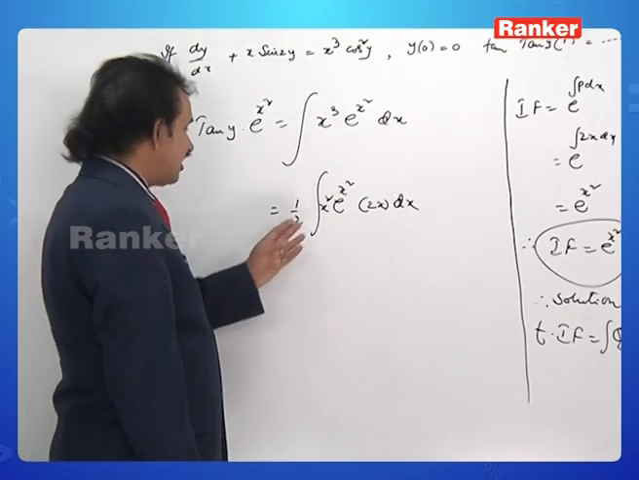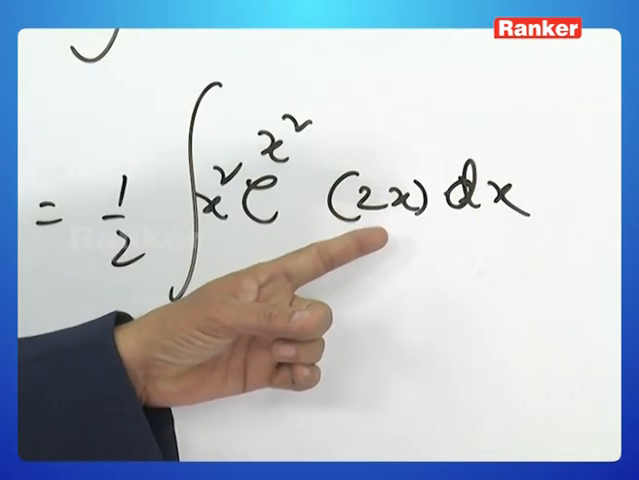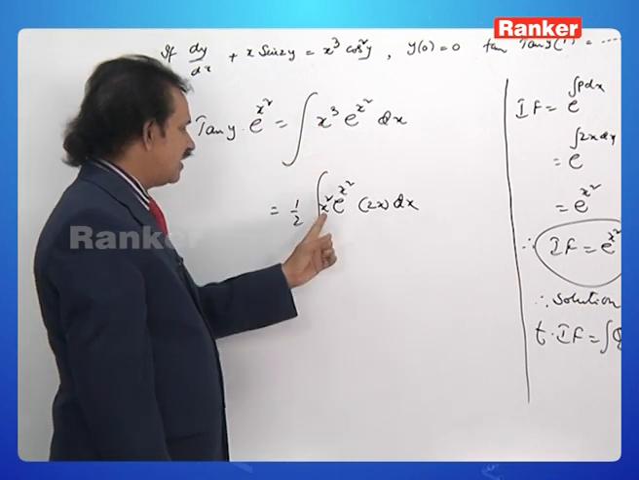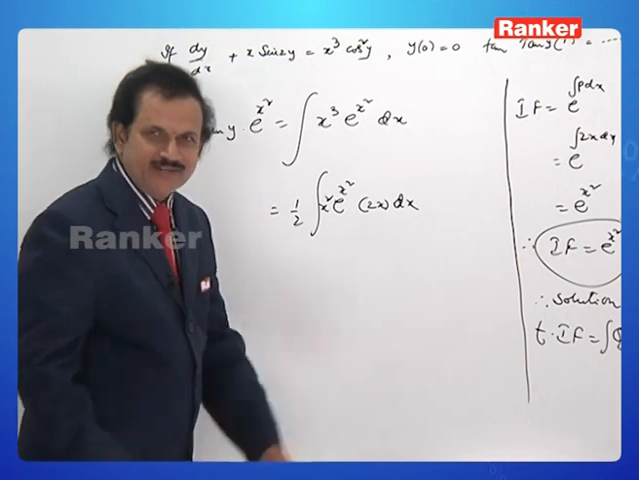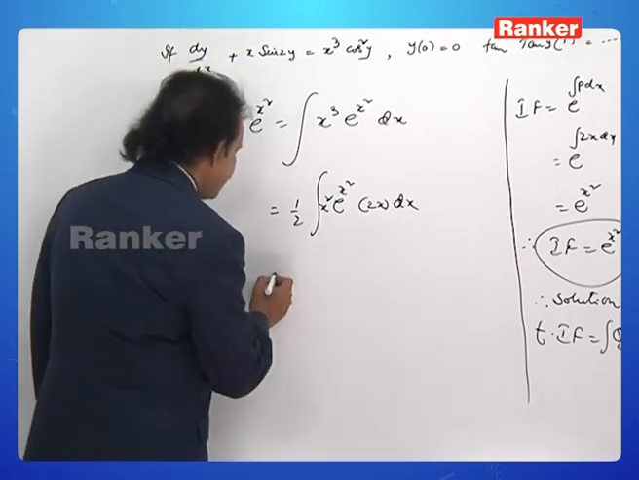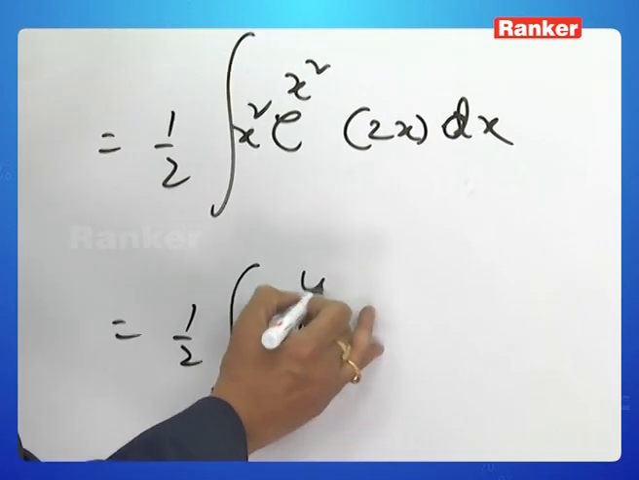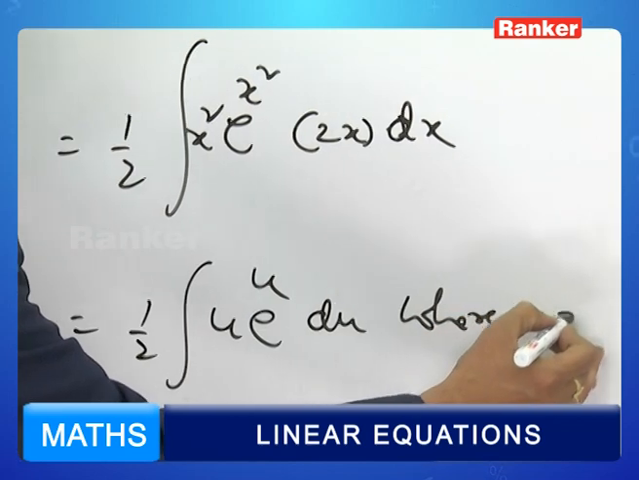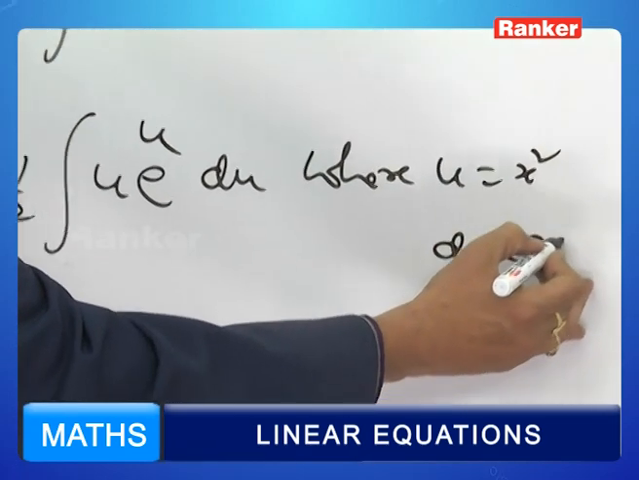You observe the style of managing it. I have provided 2. I have cancelled that 2. I could have split x cube as x square into x. What is the benefit you are getting? You can write this as half into u e power u du, where u is equal to x square or du is equal to 2x dx.